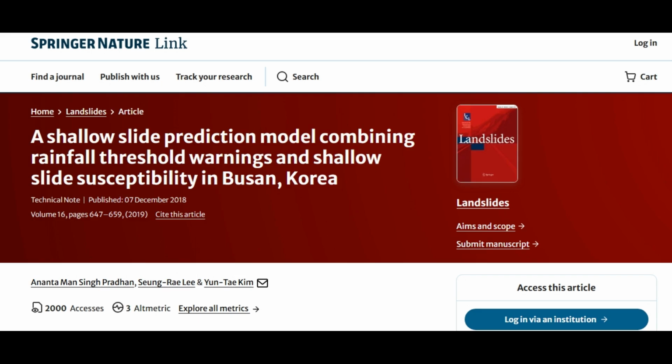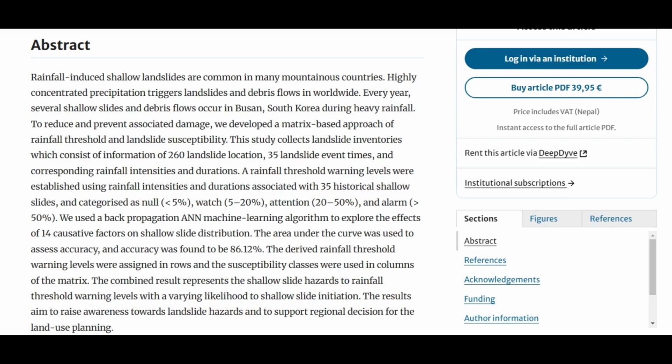Exactly. And the numbers are pretty startling. Between 1999 and 2014, there were over 200 landslides in Busan, which caused over $1 billion in damage. Whoa. $1 billion. That's a lot of damage. So how are they trying to predict these landslides?